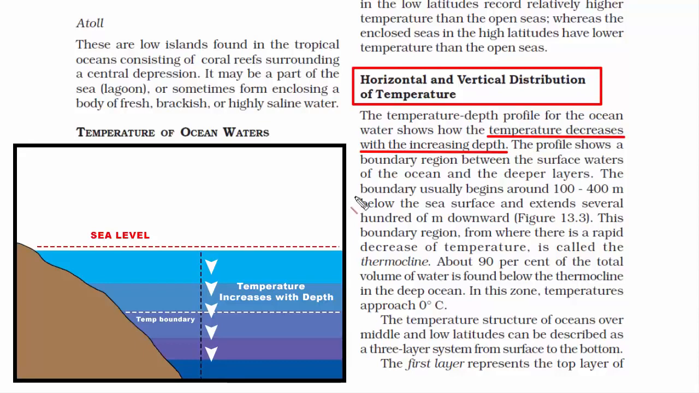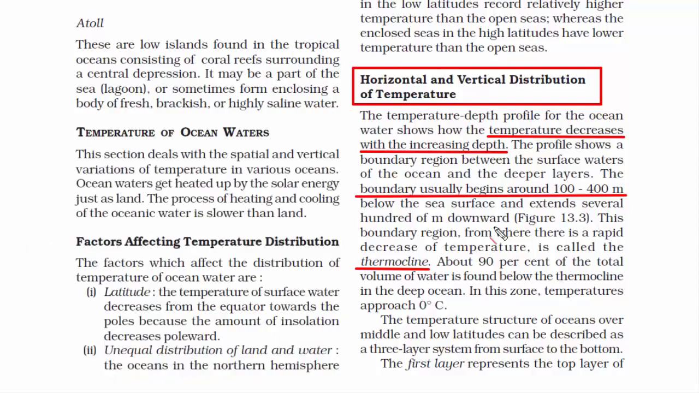And that boundary usually begins around 100 to 400 meters below the sea level. This boundary region from where there is a rapid decrease of temperature is called the thermocline. About 90% of the total volume of water is found below the thermocline in the deep ocean. And that is true, because most of the oceans are thousands of meters deep.